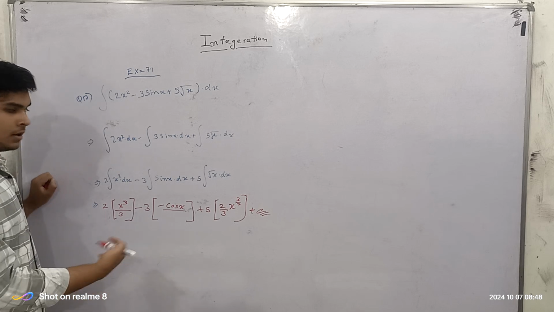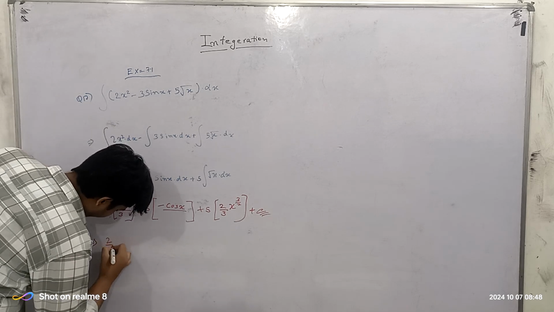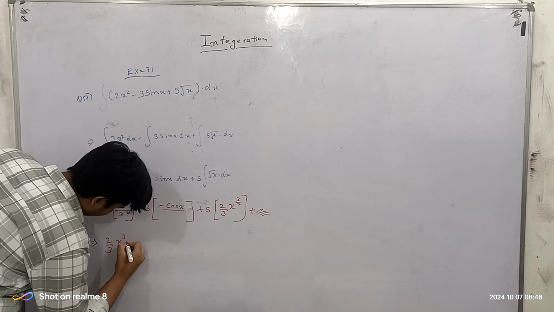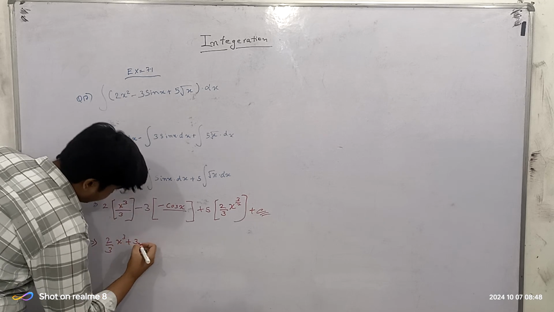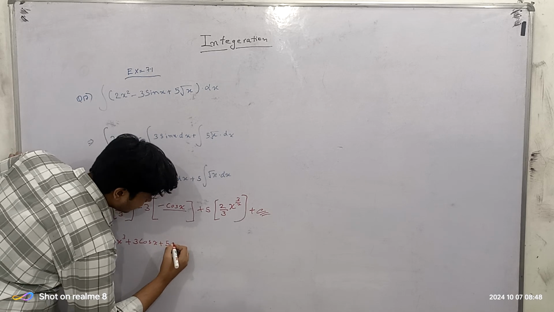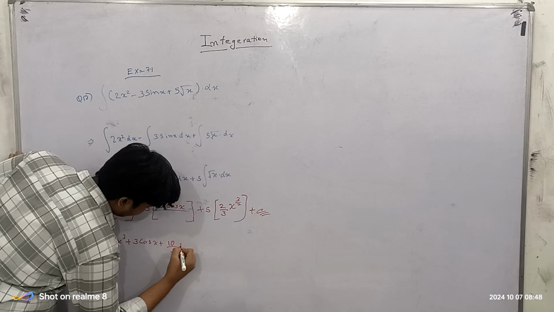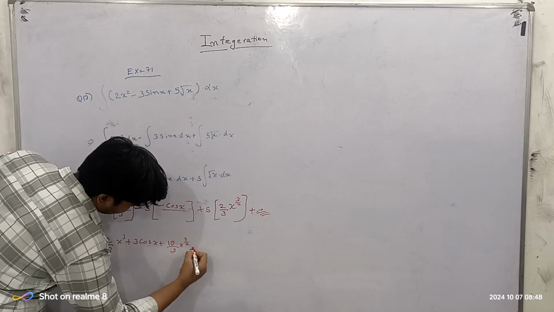And now we can write it in simpler form, or leave it, but it will be good to write it in the simpler form. X to the power 3 minus 3 cos x plus 5 into 5 to the power 10 by 3 x, 3 to the power 1 by, plus c.